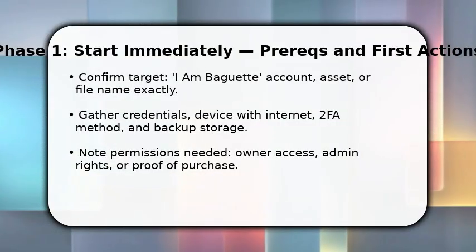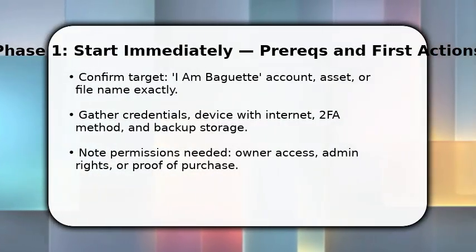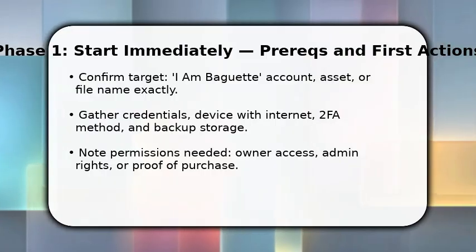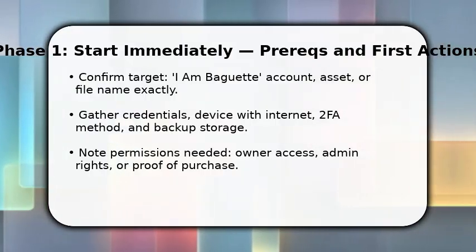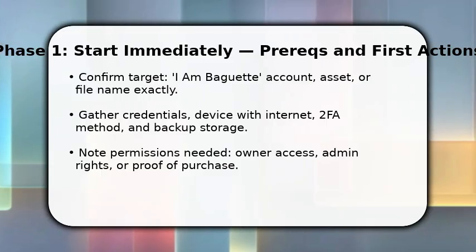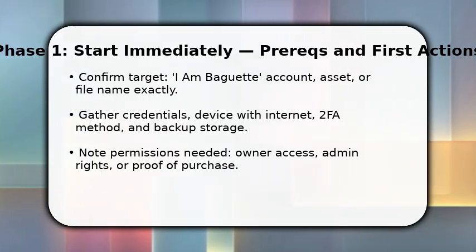You start by defining exactly what I Am Baguette is: account, file, or asset, then secure credentials and a device. Once identified, check two-factor methods and backup locations. You need them ready before changes.